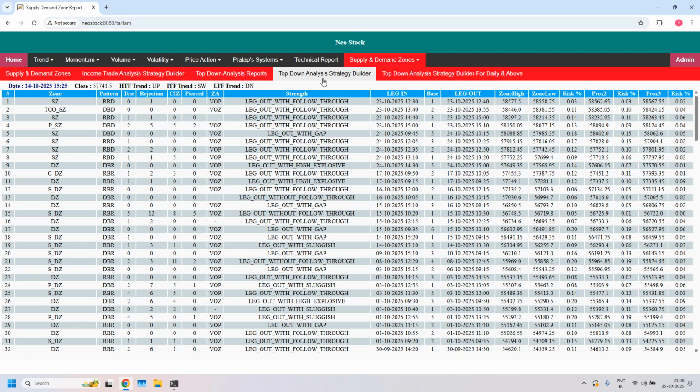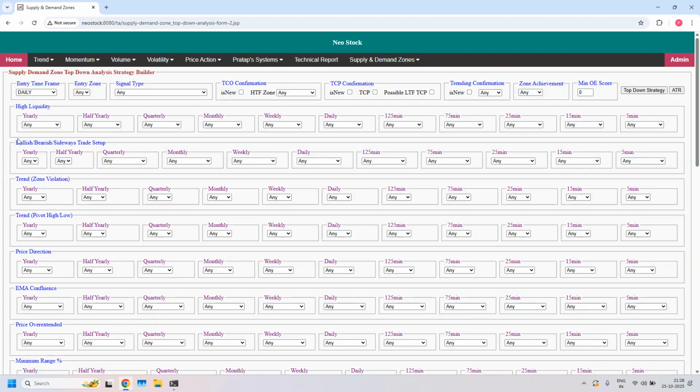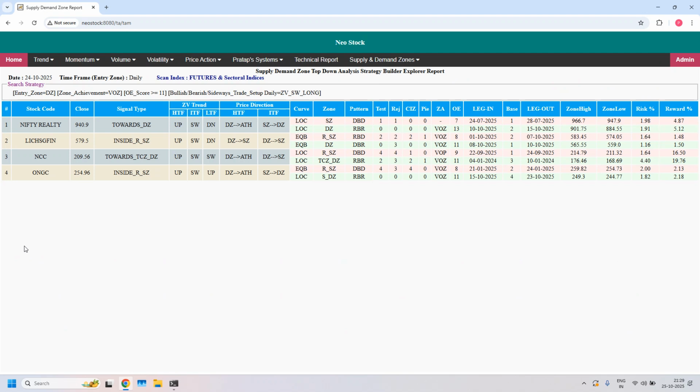Next I will generate bullish, bearish and sideways trade setups. First, sideways trade setup for monthly income trade, entry time frame daily, entry zone demand zone, bullish or bearish selecting sideways long, zone achievement violated, opposing zone, minimum odd and enhance score 11 for sideways. We got 4 stocks and 1 pierce demand zone, ignore it.